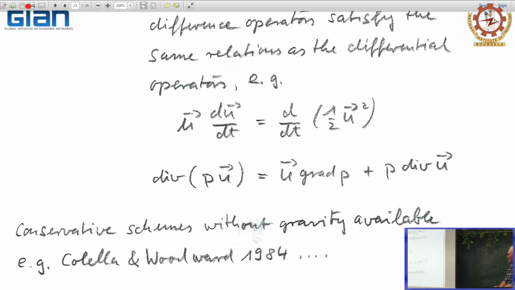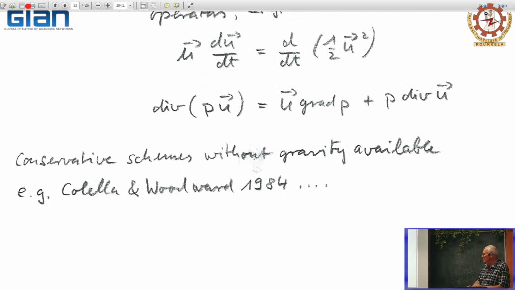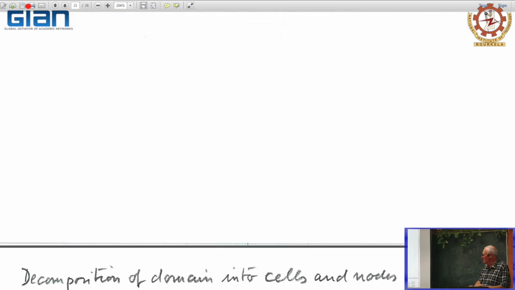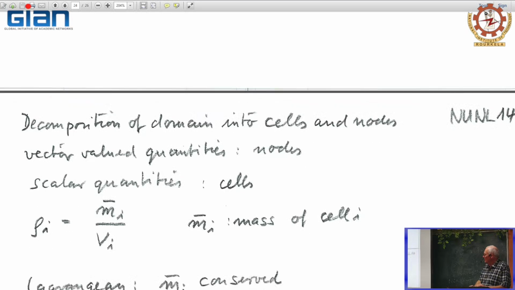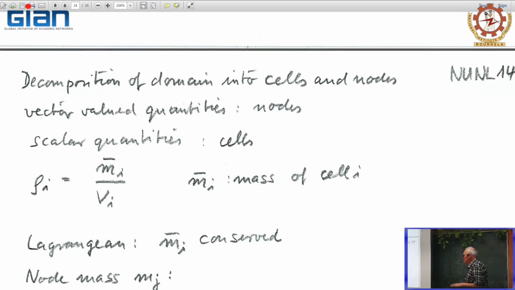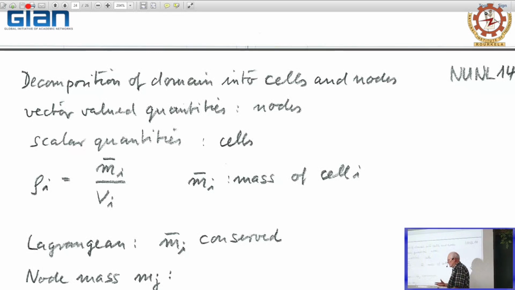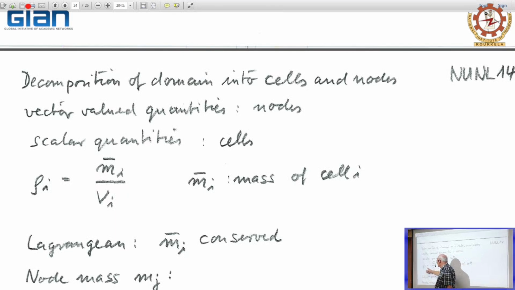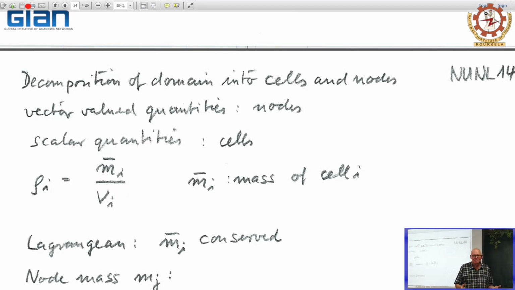Okay, now difference schemes without gravity are available. I already said that for a long time, for almost 40 years, but not with gravity. Okay, we'll do the same as before for the radial case. We define a grid, and we define cells and nodes. The masses are automatically conserved if we adopt a Lagrangian scheme. The density is simply given by the mass of a cell divided by its volume, and if we keep the masses of our cells constant, mass is conserved automatically.